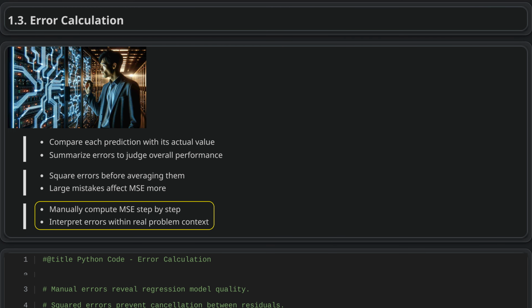Manual error calculation shows how automated metrics evaluate a model. For mean squared error, you compare each prediction with the actual value, square the differences, and average them. A lower value means predictions are closer to reality, while a higher value signals larger or more frequent mistakes. The size of the error should always be judged in the context of the real-world decision it supports.